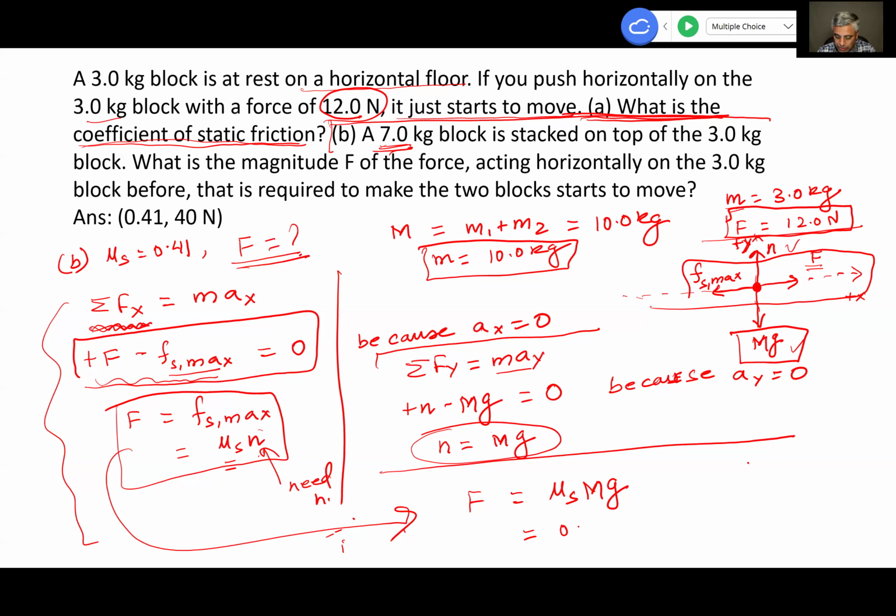So 0.41 times 10.0 kilogram times 9.8 meter per second squared. Again, these two units are going to combine and give you the unit Newton. Okay, so it looks like we get around 40 newtons here. I think we need to round that to 2 sig figs.